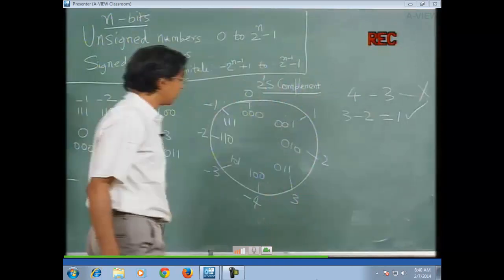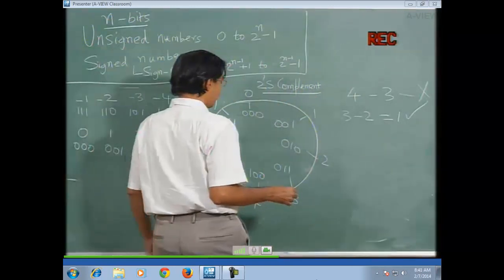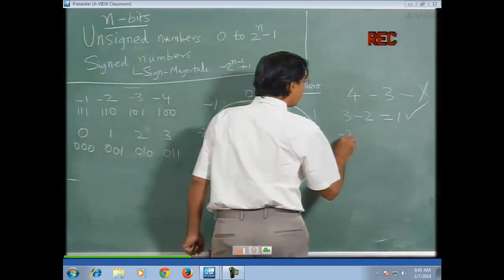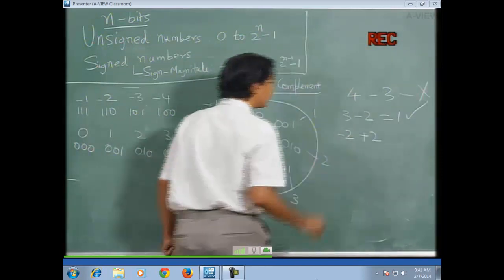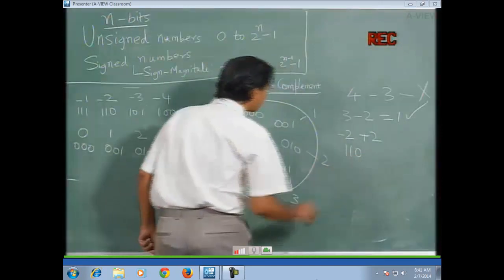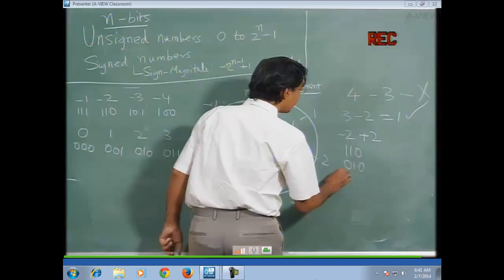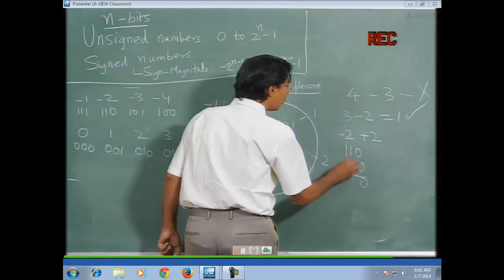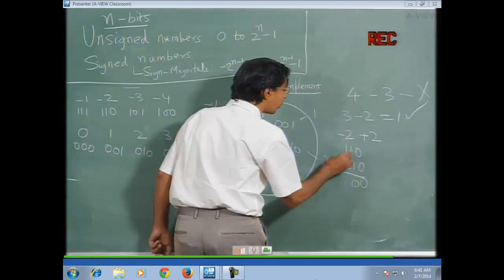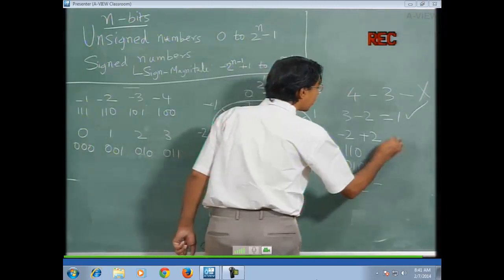Let me do, say, minus 2 plus 2. So representation of minus 2 is 1, 1, 0. Representation of plus 2 is 0, 1, 0. So add this, I get 0. 1 plus 1 is 0, carry is 1, 1 plus 1 is 0, carry is 1, carry goes. So the answer is 0.